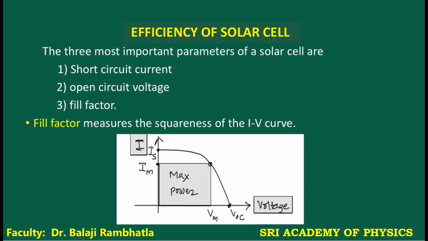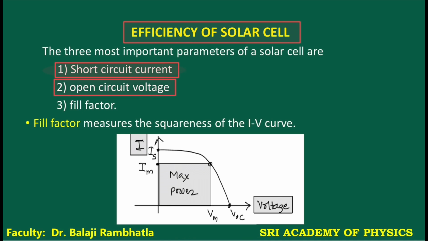Now we discuss the efficiency of the solar cell. The efficiency of the solar cell mainly depends upon three parameters. One is short circuit current, second is open circuit voltage, and third is fill factor. These three are very important parameters to calculate the efficiency of the solar cell. Fill factor measures the squareness of the IV curve. Now, what is meant by the squareness of the IV curve?